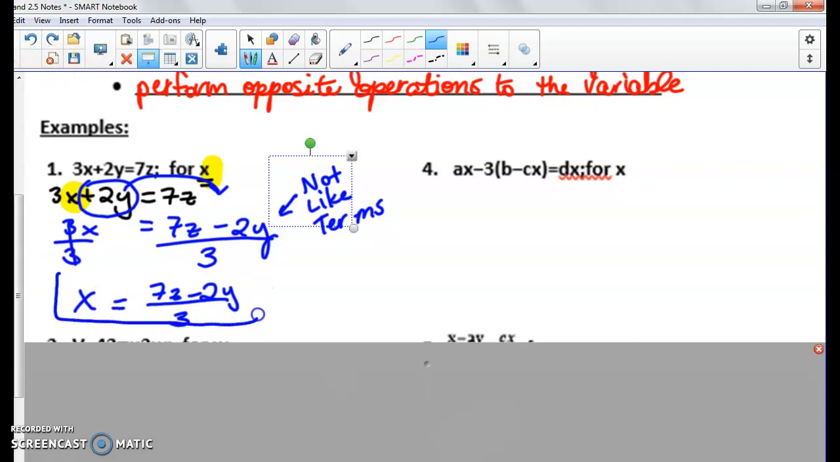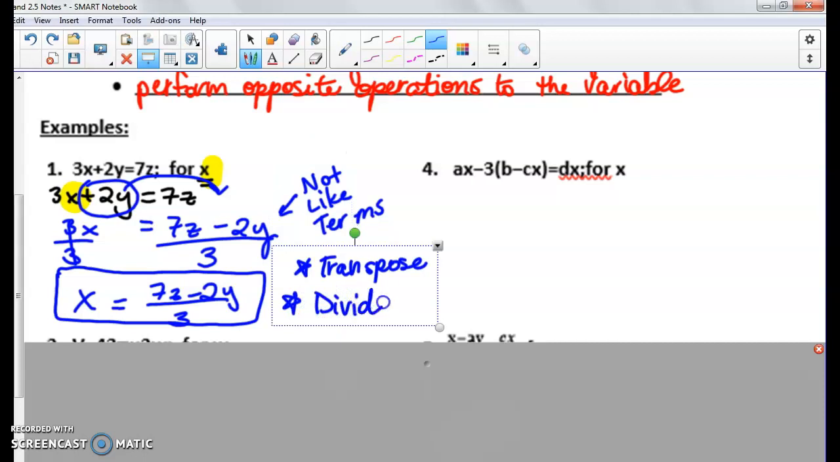If you notice with this literal equation, we go through all the steps that we're used to doing. It was a two-step equation. We transposed, and then we divided, but nothing reduced. And that's how literal equations work. So for today, we're going to go through all the steps we would normally go through to solve an equation. The biggest difference is it's just not going to simplify.